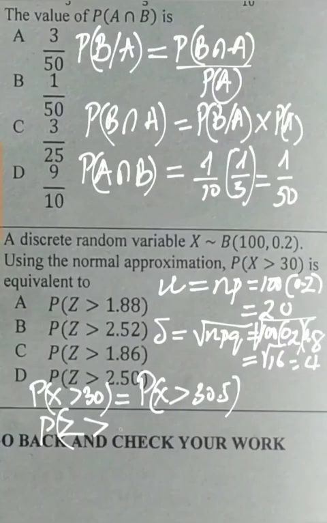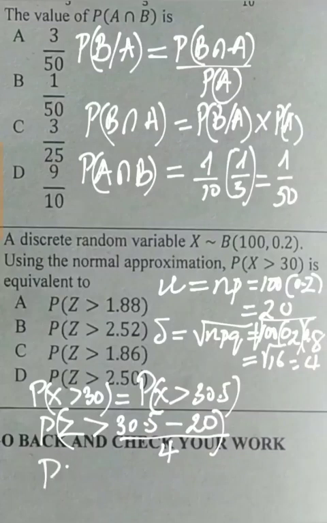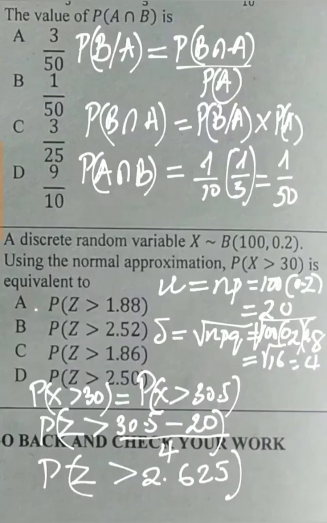In the next step, we standardize our value into a z-score. So we have P of Z greater than 30.5 minus the mean. The mean of the distribution is 20, divided by the standard deviation, which is 4. When you evaluate all that, you have P of Z greater than 2.625. And looking at the options, we don't have that solution. However, if you do the calculation without continuity correction, you would have D as the correct option.